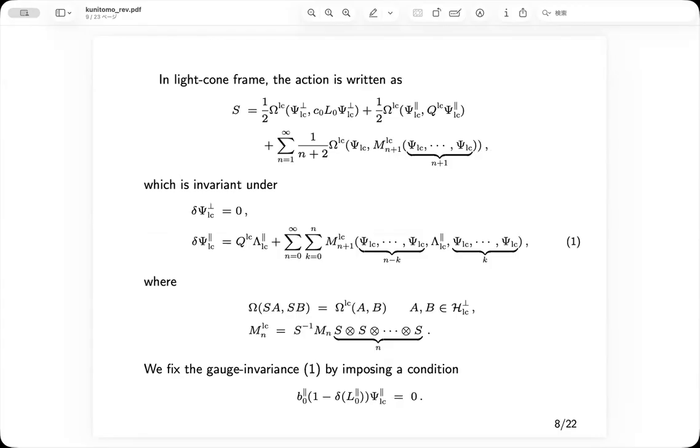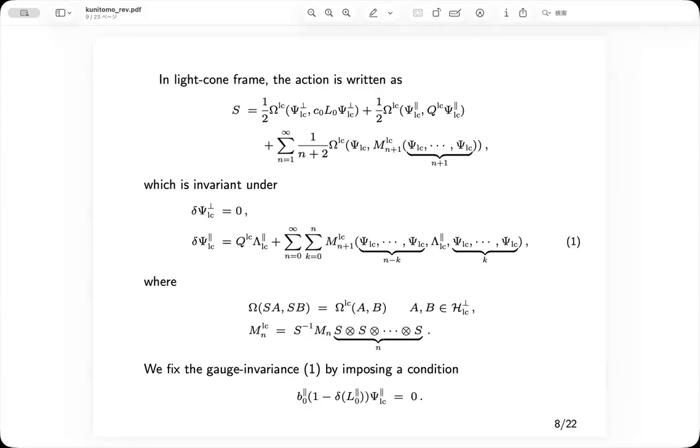In the light-cone frame, the action is written in this form by using the similarity transformation. This is invariant under this transformation. The transverse part is gauge invariant, and the longitudinal part has gauge invariance. Here, omega light-cone is given by the similarity transformation by this relation. Here, A and B are the light-cone parallel component and the perpendicular component. The string product is also transformed by the similarity transformation.